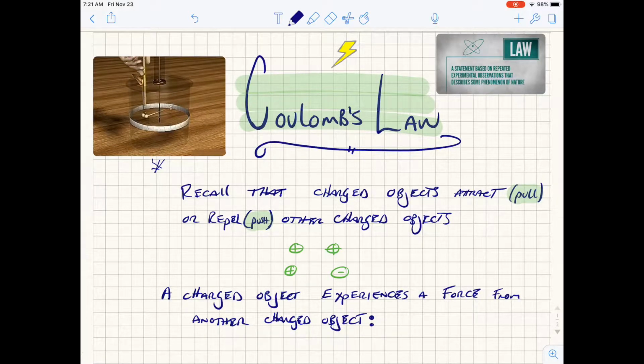And the first thing for us to recall is that charged objects attract. That is, they pull towards each other, or an object is pulled towards another object if they're both charged, or they repel. That is, an object can feel a push away from another object that is also charged.